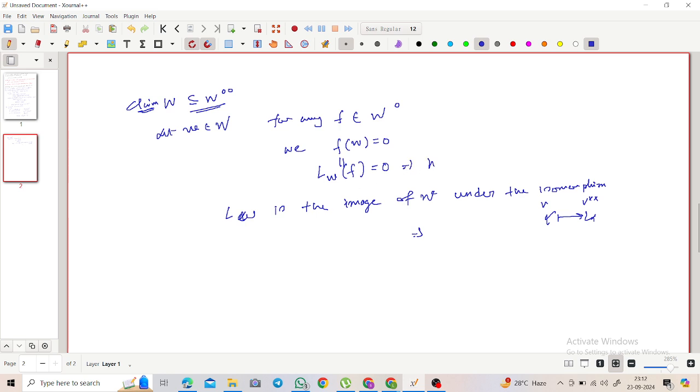This means L_w belongs to V star star actually. So basically W is sort of sitting inside this, under this isomorphism of course. L_w is in V star star, so L_w is actually regarded as w. Okay.